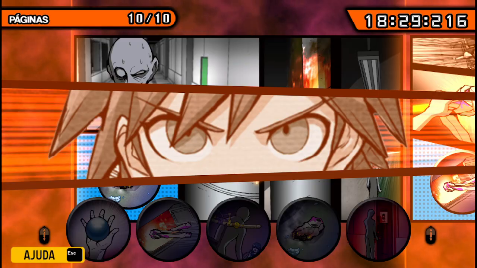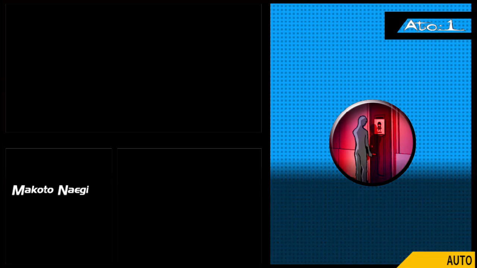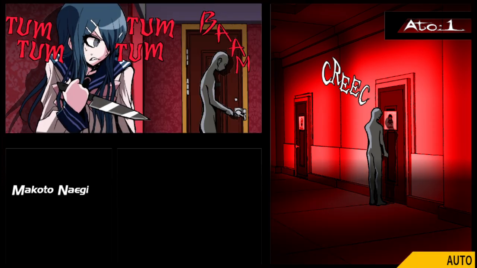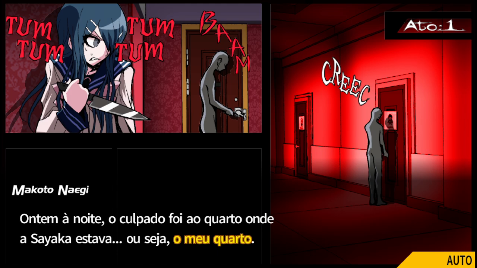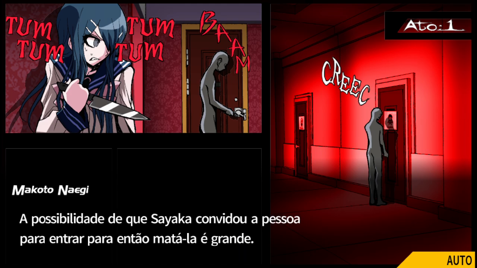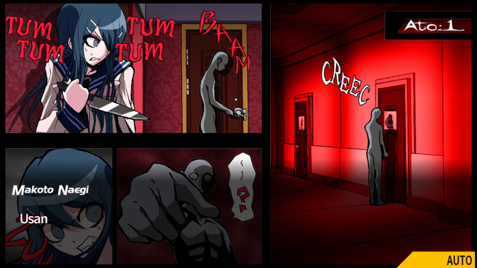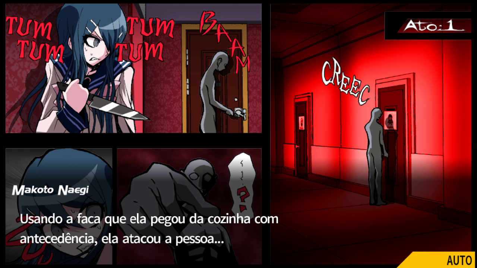Killer is you! I think I'd better take one more look back at the case from the beginning. Last night, the killer went to the room Sayaka was in. In other words, my room. From what we can tell, Sayaka invited that person there intending to kill them. She attacked them with the knife she'd taken from the kitchen earlier.